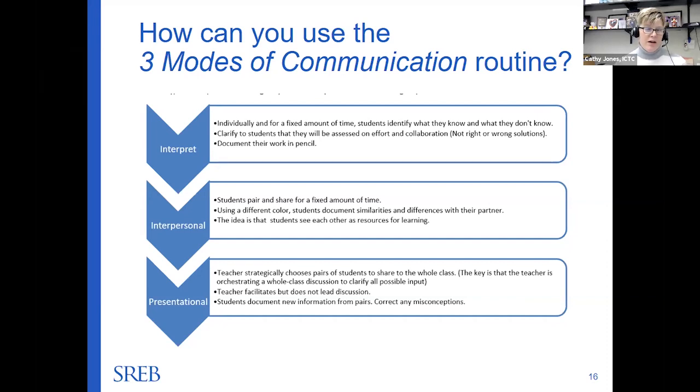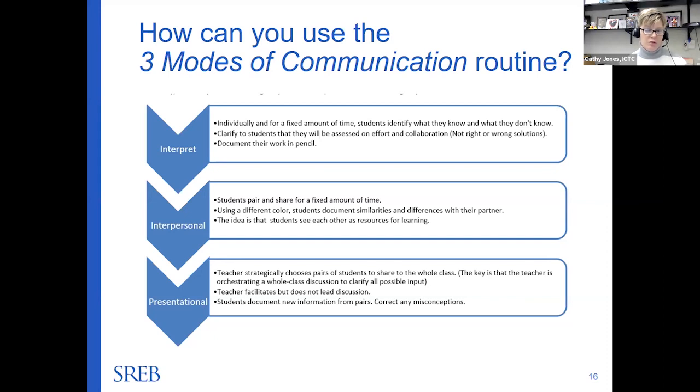So to highlight the different pieces of the 3 modes of communication, the first is the interpretive, where a student would have individual time to identify what they know and what they don't know about a particular subject. They would clarify what needs to be addressed, and they would write this all down in pencil. So it was all their personal feeling and understanding about the material.